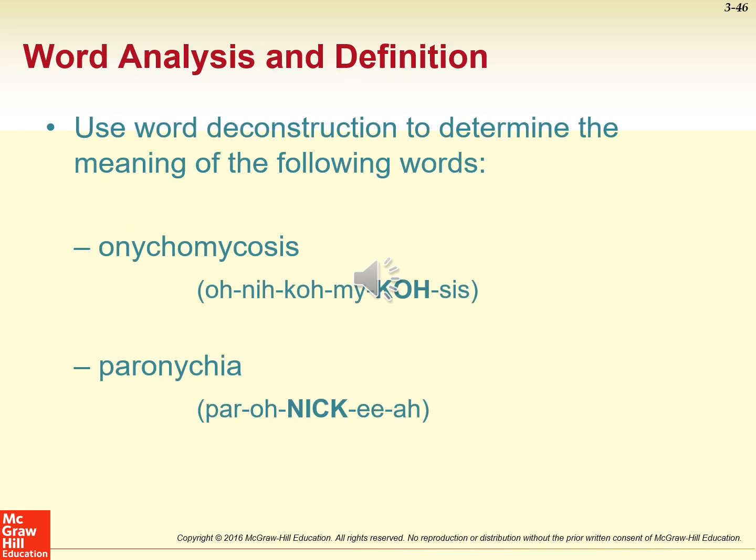All right, go ahead and identify and define the meaning of the word elements listed above. So the suffix osis means condition. Onycho is the combining form for nail. The root myc means fungus. So onychomycosis is a condition of fungus infection in the nail. Suffix ia is condition. The root again is onych, meaning nail. The prefix is para, which means alongside. Thus, paronychia is an infection alongside the nail.